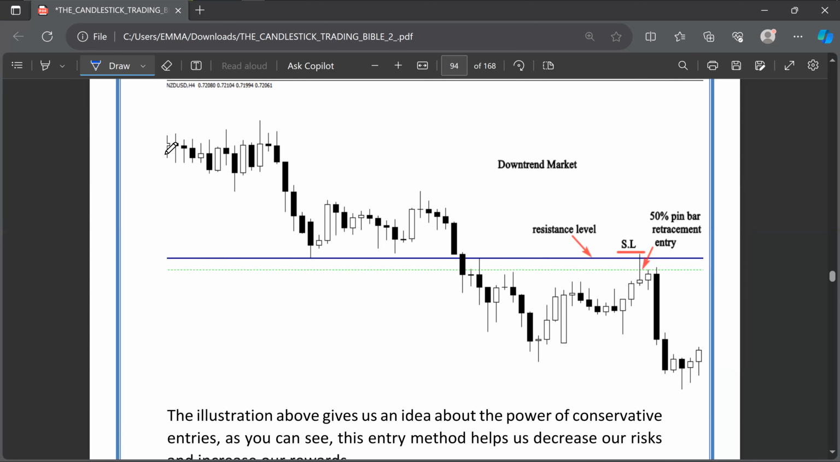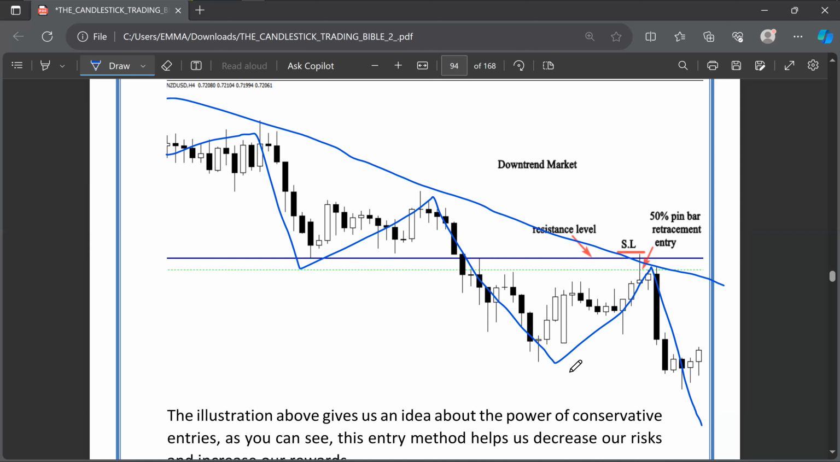A general downtrend, right? If I should draw my line, that is what it is, right? And then we wait for the line to cut the middle of what? The pin bar. Look at this pin bar. This is the pin bar, right? This is the pin bar. So we enter after the middle of what?